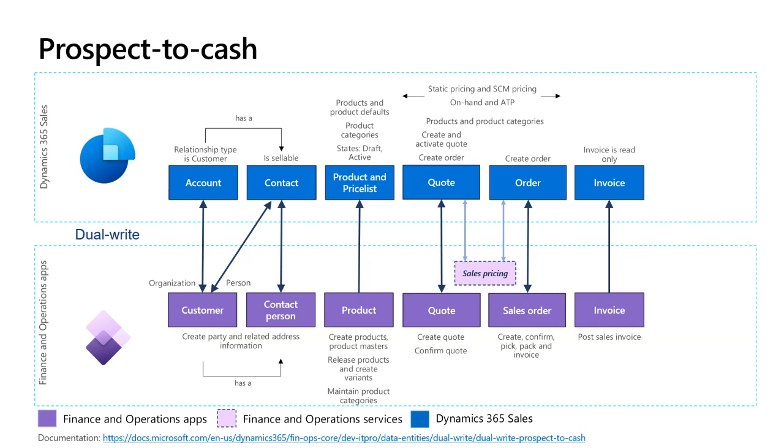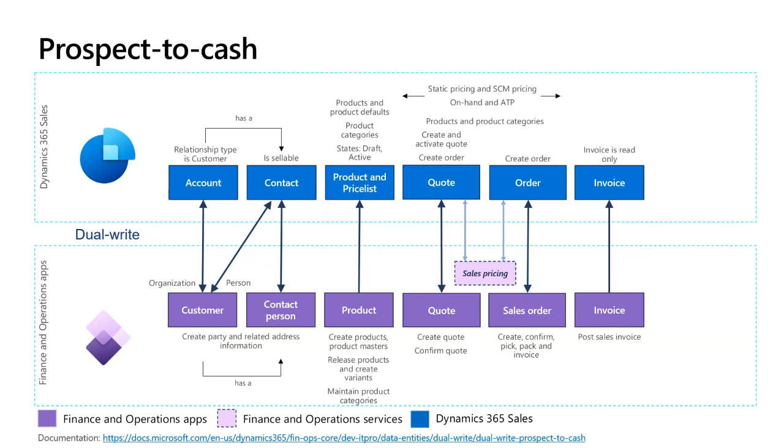Those flows are also bidirectional, so think of multi-master scenarios where you need to maintain information across both systems. From a product perspective, these are maintained exclusively in finance and operations and pushed through to sales. On the release product, there's also a price that can be set, and that will be maintained as a price against a price list in sales.